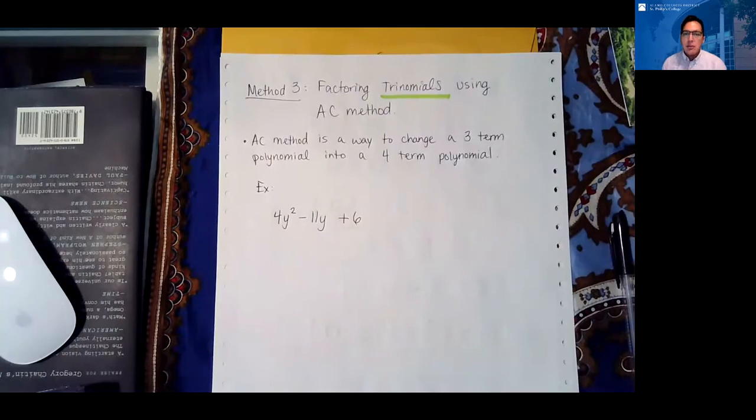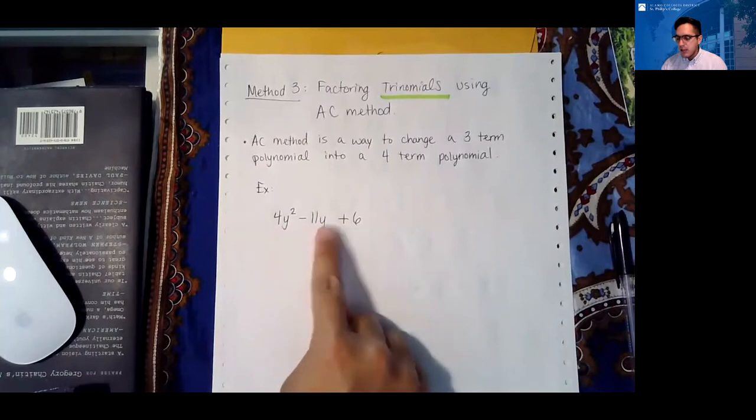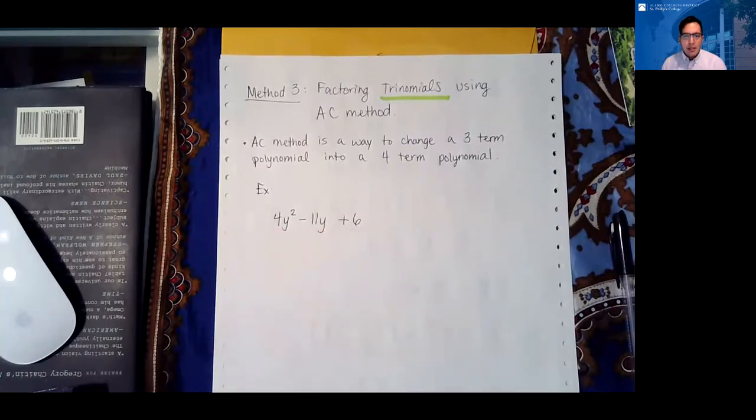The techniques we've learned so far: factoring out the greatest common factor can work on any polynomial, regardless of the number of terms. Factoring by grouping only works on 4-term polynomials, but we're confronted with 3 terms here. So there has to be some sort of method that will allow us to convert this to a 4-term polynomial, so we can just do factoring by grouping.